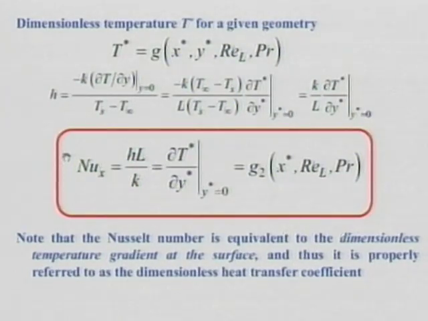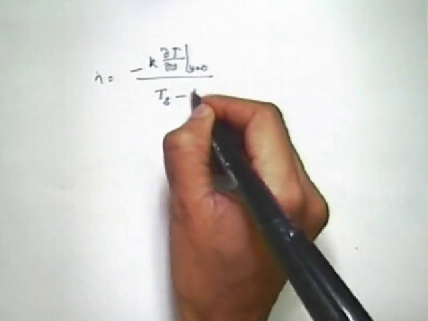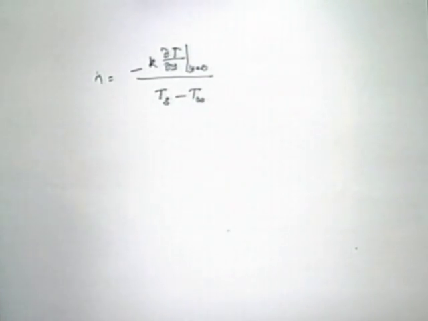And then there was a transparency which had a Nusselt number definition, introduction to convection. No, I have written now, h equal to minus k del t by del y at y equal to 0 upon t s minus t infinity. Morning also we reminded ourselves about this equation. So this was h. But now what professor is asking is Nusselt number.